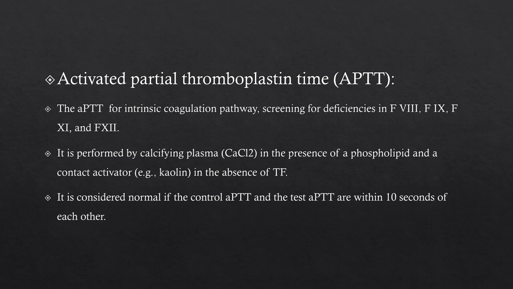Activated partial thromboplastin time. So this is for the intrinsic coagulation pathway, where it checks for factors as in the deficiency of factor 8, 9, 11, and 12. So how we do this is calcifying plasma, or calcium chloride is added in the presence of phospholipid and a contact activator such as kaolin in the absence of tissue factor. Because if tissue factor is present, the extrinsic pathway also will take place. So specifically to test just the factors that are involved in the intrinsic pathway, this is going to be done.